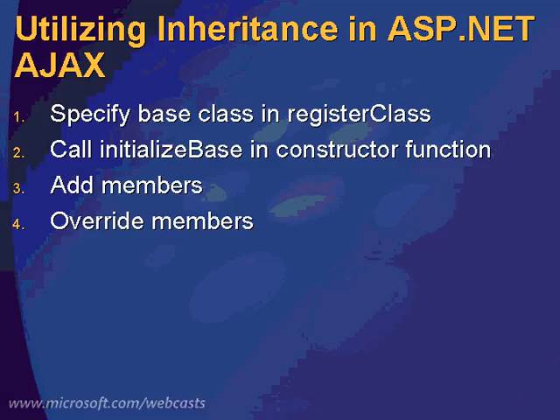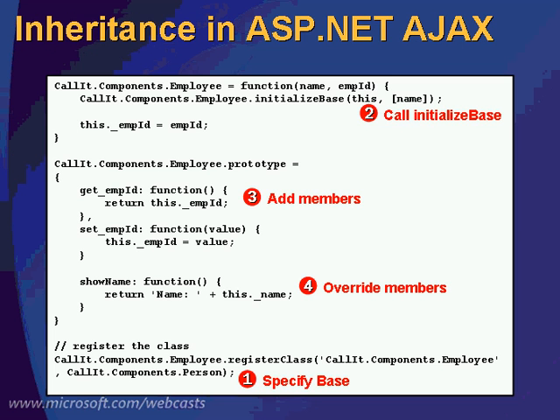So utilizing inheritance in ASP.NET Ajax, which I just mentioned, you saw really the complex part of it, which is not complex at all. You specify your base class in registerClass. You have to call initializeBase in the constructor function, otherwise nothing's going to work. Then you can add members, and you can override members. Relatively simple. So what you'll see here that's different from the previous code snippet is right here. Number 3, we're adding an employee ID getter and setter. And then down here, we're overriding a showName that already exists in the base class.